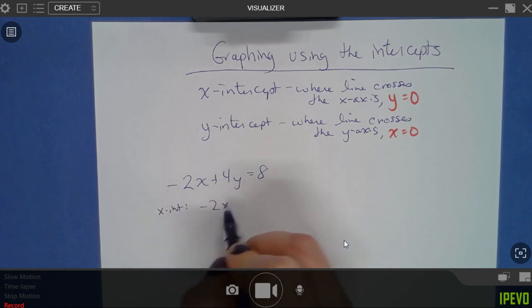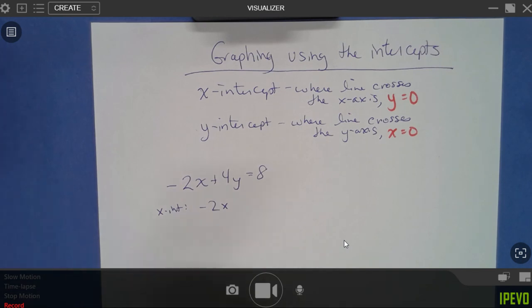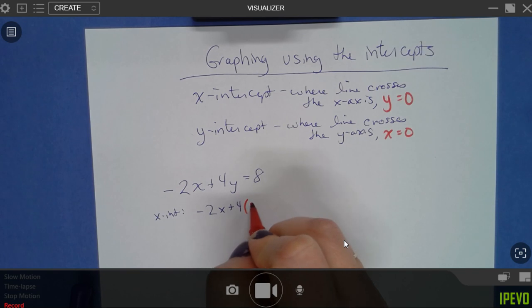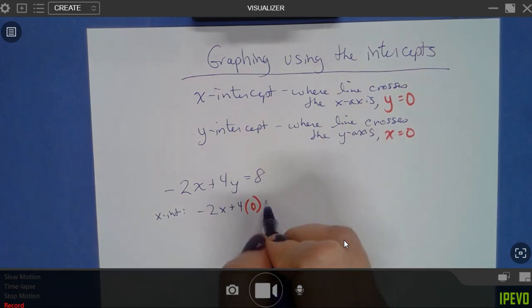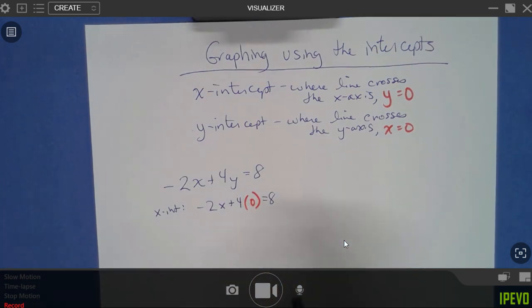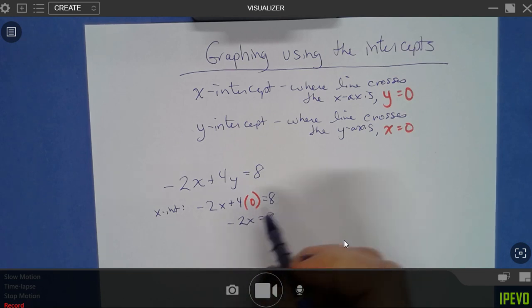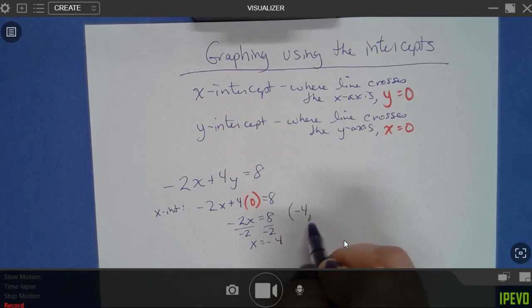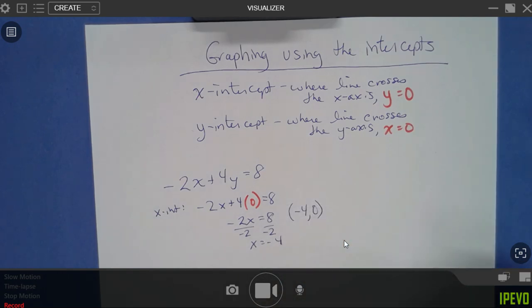Negative 2x plus 4y. Because it's the x-intercept, I know y is 0. That's how I can put 0 in for y. And then we end up with negative 2x plus 4 times 0, which is 0, equals 8. And then I just solve for x. Now x is negative 4. So that gives me 1 point on my line. When x is negative 4, y is 0. That's one of my intercepts.